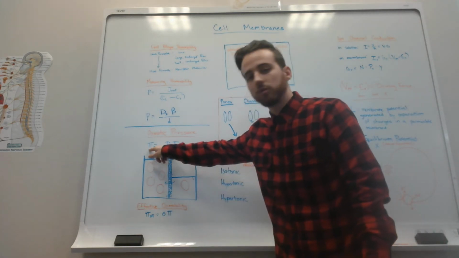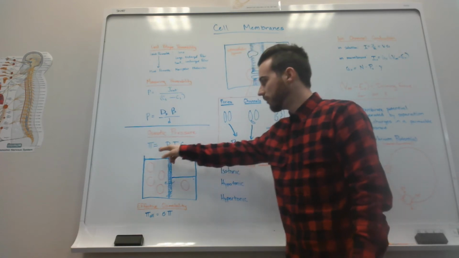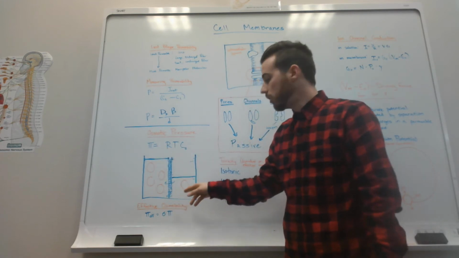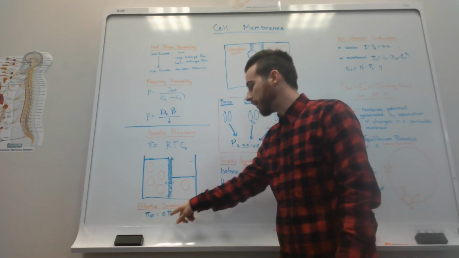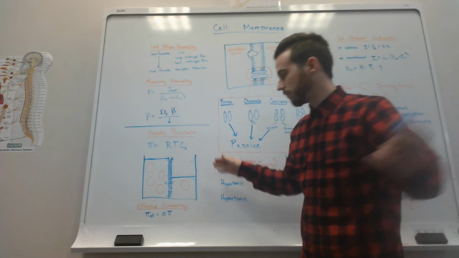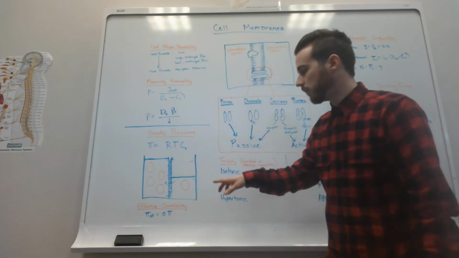1 times whatever we measured here is the same as whatever we measured here, right? 0 times whatever we measured here is 0. And remember, 0 means that this crosses as easily as water. If this crosses as easily as water, there's no osmotic pressure because it crosses as easily as water. So it makes a lot of sense.